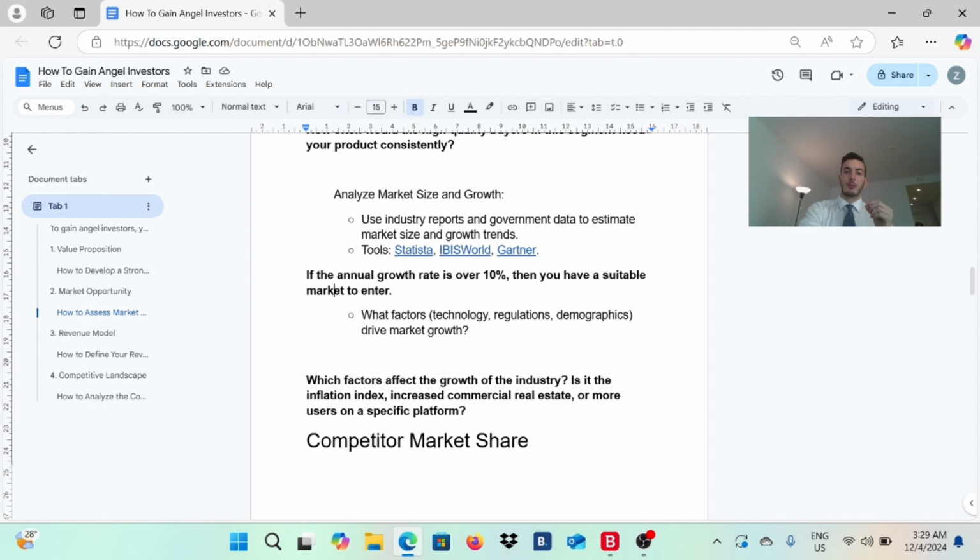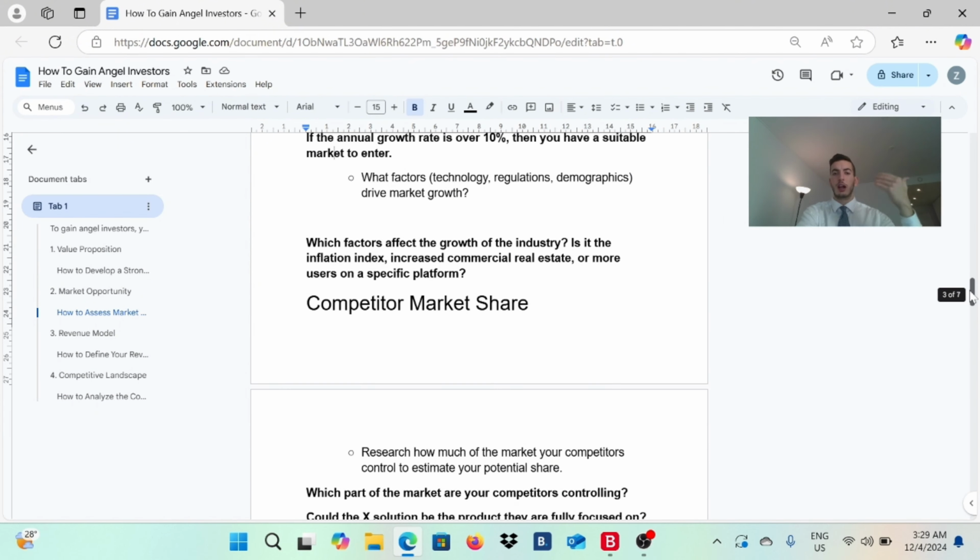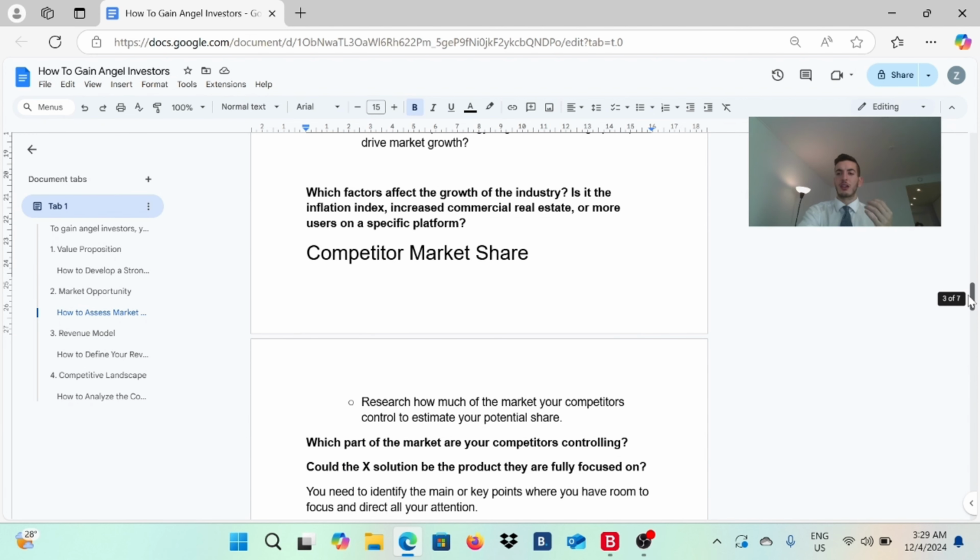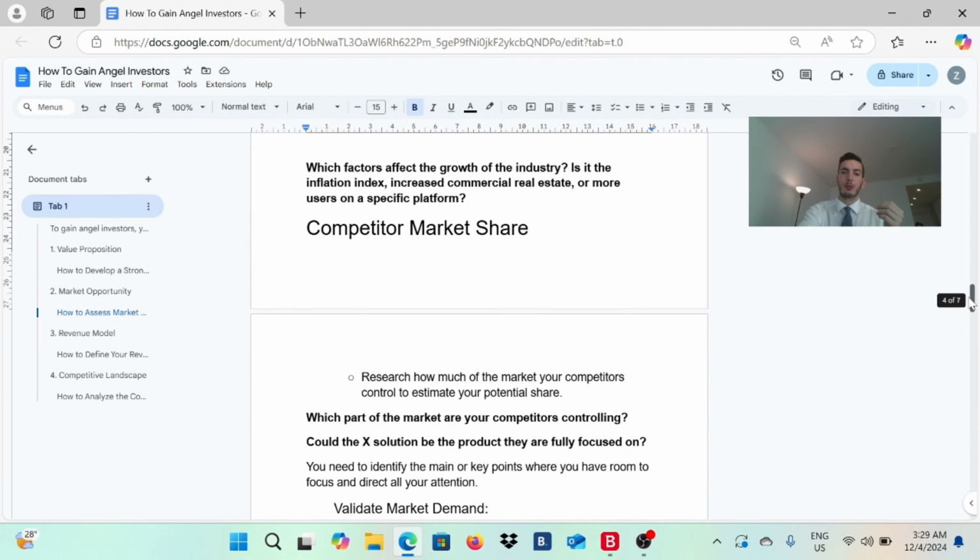What factors, such as technology, regulations, and demographics, drive market growth? You also need to understand which factors affect the growth of the industry. Is it the inflation index, increased commercial real estate, or more users on specific platforms? You need to understand all the factors that drive growth for the market, so you understand what you are entering and how well this market will perform later on.